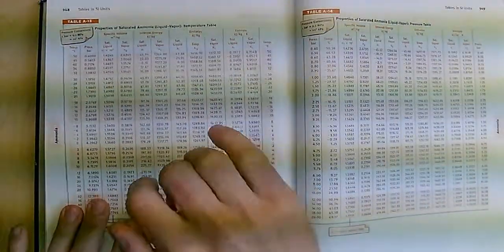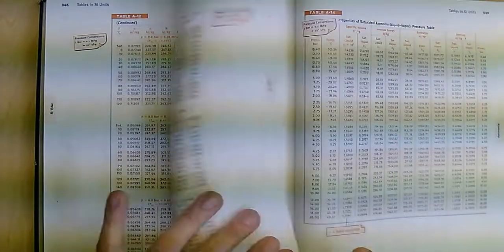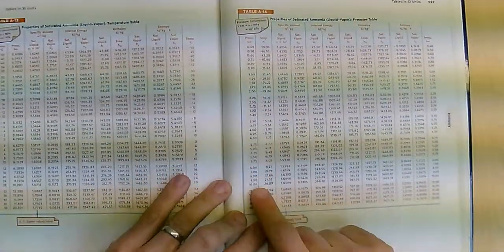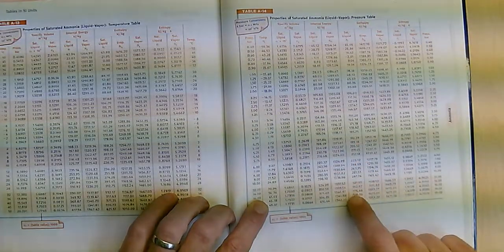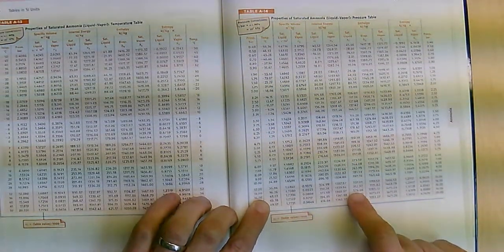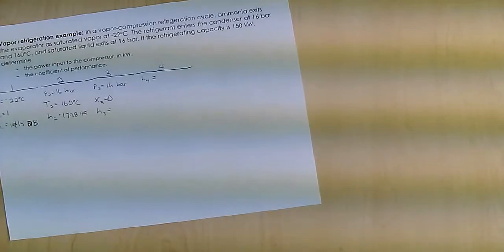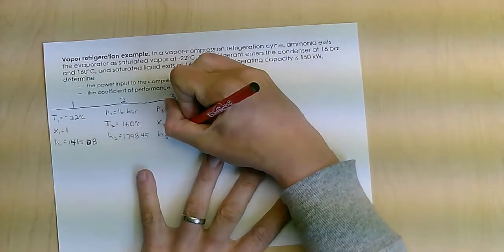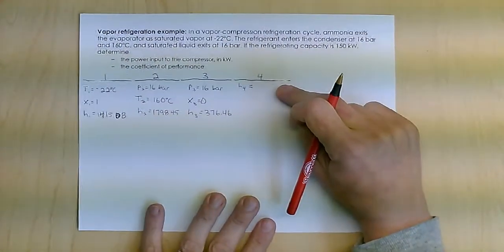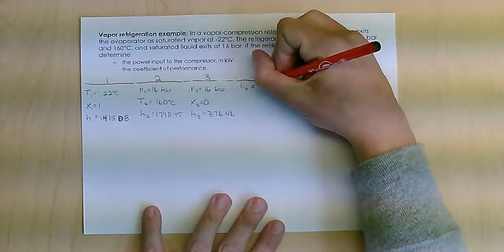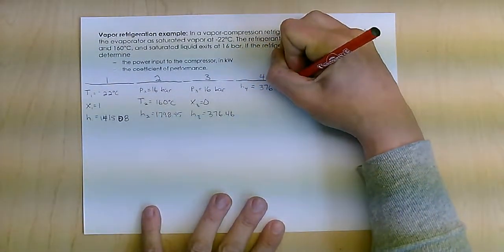Then 16 bar saturated liquid. I go back into my saturation table. I'm at 16 bar, which is down here. Saturated liquid, I get 376.46. Now this is the expansion valve, so H is constant across that, so H4 is 376.46.